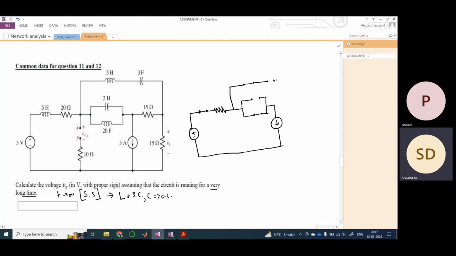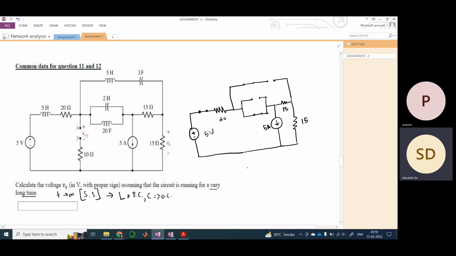This would be an open circuit, right? And this is obviously the resistance, and this is another resistance, right? So this is 15 ohm, 15 ohm, this is 5 ampere, this is 20 ohm, right? And this is 5 volt. So we need to find out what is the voltage across this, right?